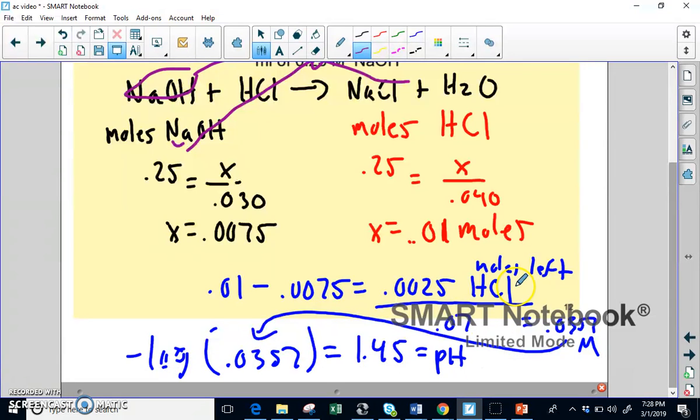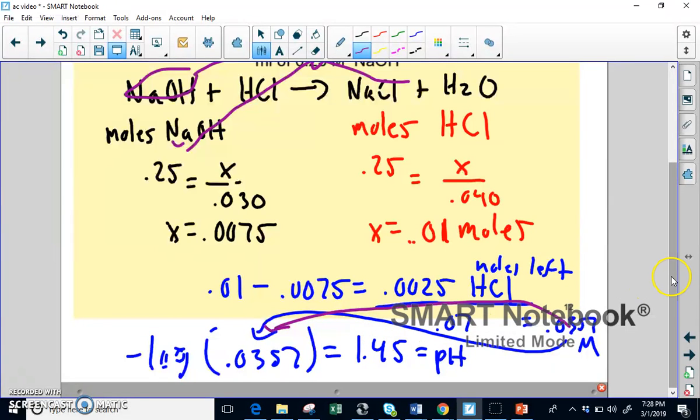And when you do that math, when you divide this by that, you get this molarity. So this is the molarity of HCl left. And then again, HCl completely dissociates, so all of that's going to be H+. And you put that in the negative log equation, and you get a pH of 1.45.